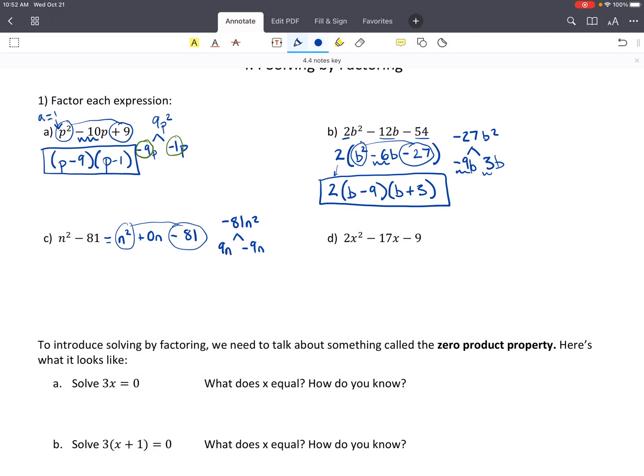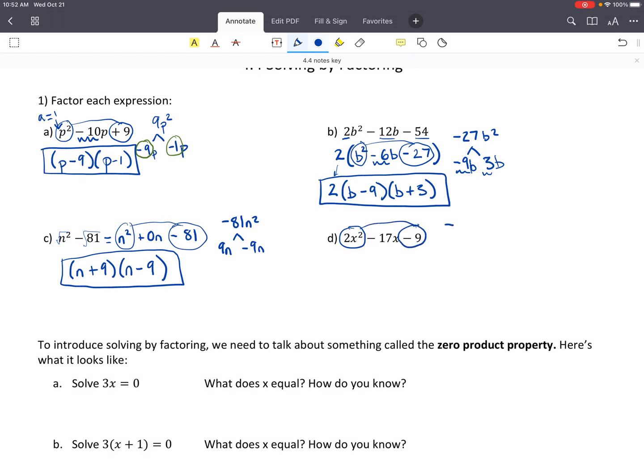And once again, I do not have a coefficient in front of my squared term. So I'm going to have n plus 9 and n minus 9. You could have also recognized this as a difference of squares and just done our little square root thing. You're going to get the same thing. Okay, part D, I do not have a greatest common factor.